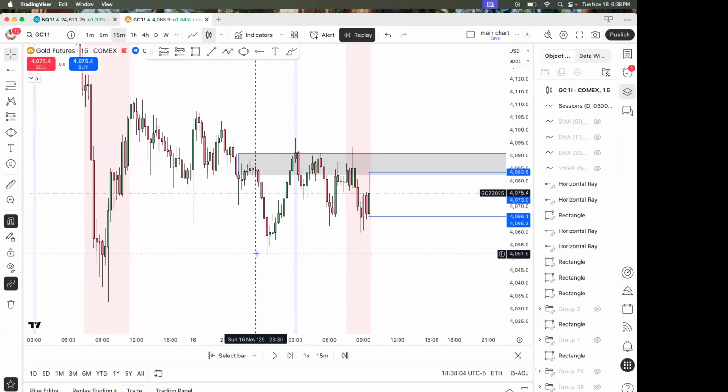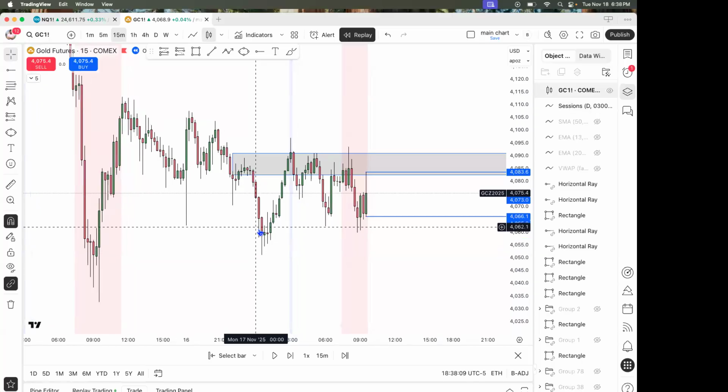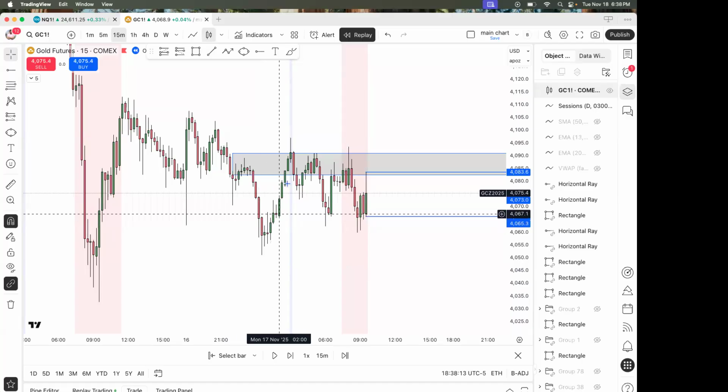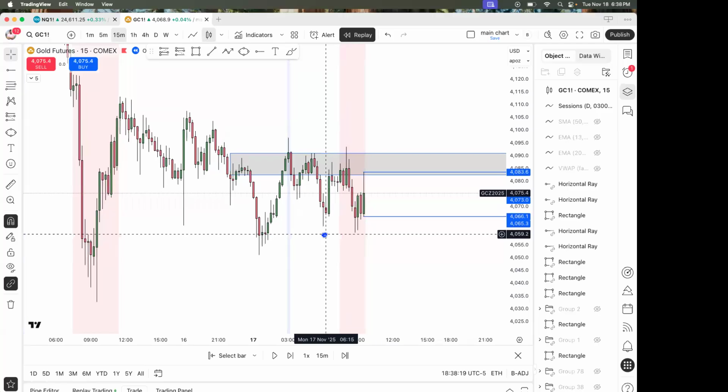That's market structure: a lower low, and then it's either going to make a high or a lower high. And that's exactly what it did. It made a new low and corrected back up to a lower high. So you could have got that whole move down and you could have got that whole move up.